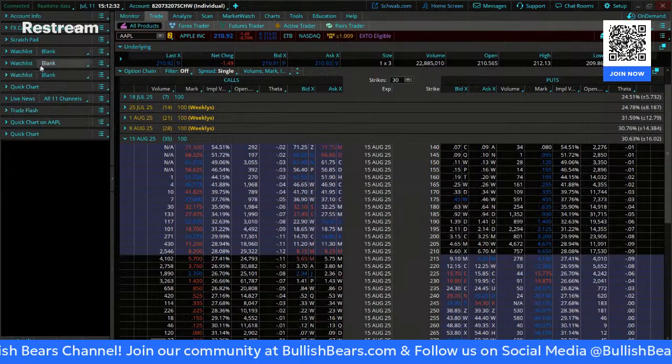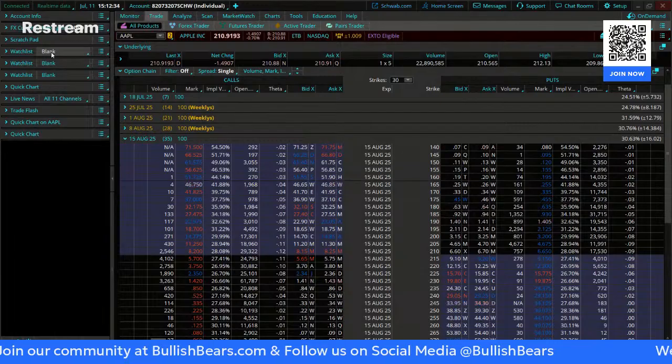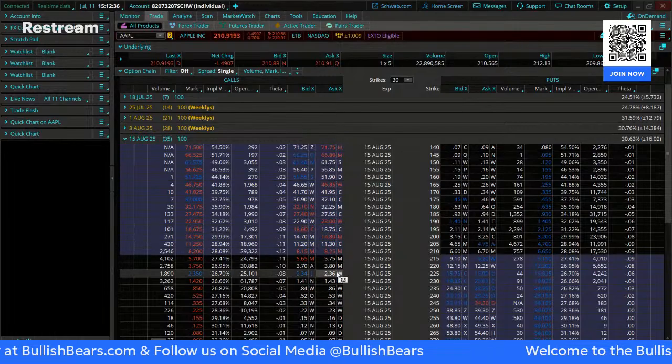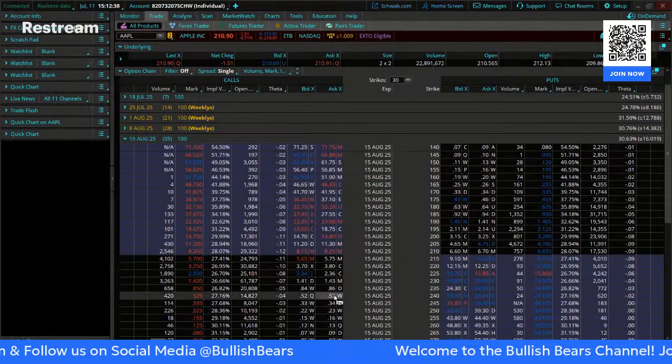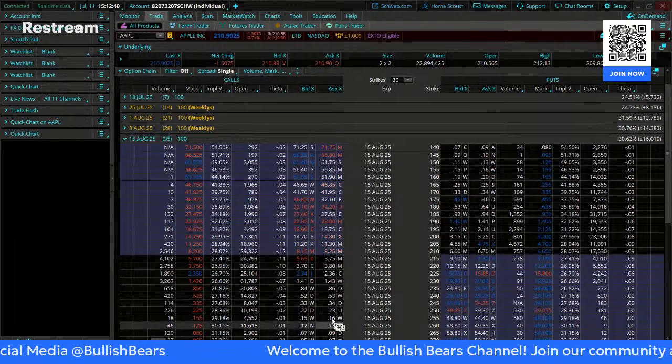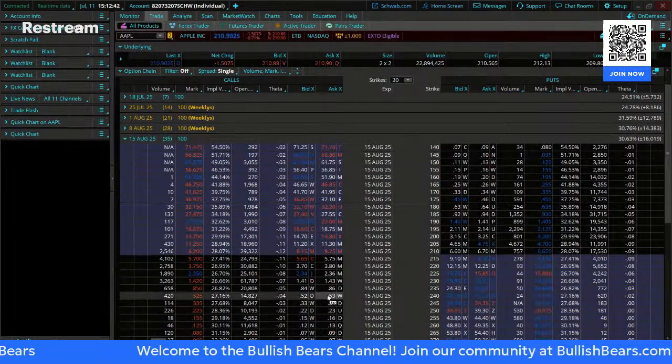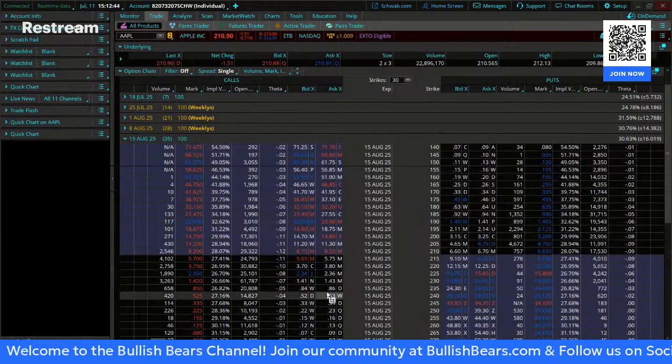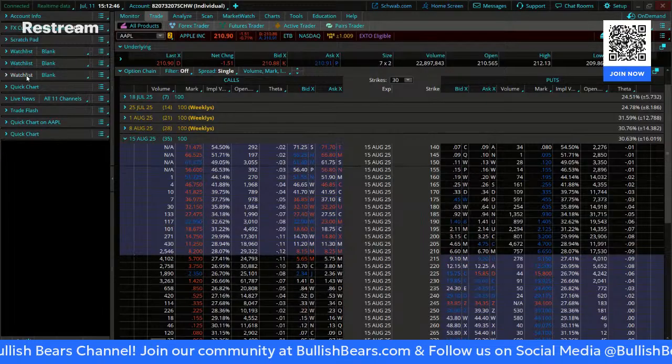So if you're sitting there thinking, well, how am I supposed to know which ones are pennies and which ones are not? One, you can look at the options chain. Does it show penny prices? I got Apple here, and we can see 16s and 33s and 86s. So it trades in penny sizes.